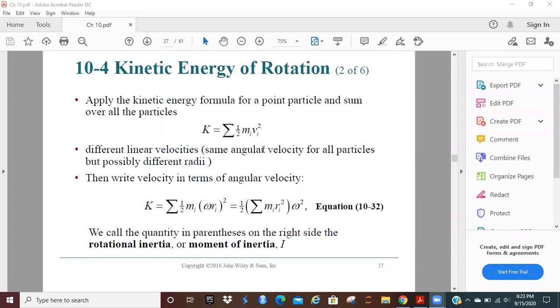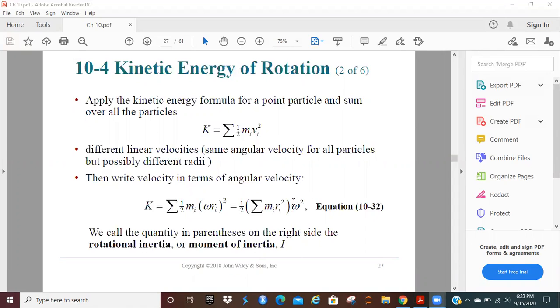So now we're going to apply the kinetic energy formula for a point particle and sum over all the particles. We have different linear velocities, but the same angular velocity for all particles, possibly with different radii. That means you're going to have different linear velocities, because those parts of the object that are further out from the axis are going to be moving faster than those on the inside or closer to the axis of rotation. Then we write velocity in terms of the angular velocity. So if we replace v with omega r, then we can see how this changes.